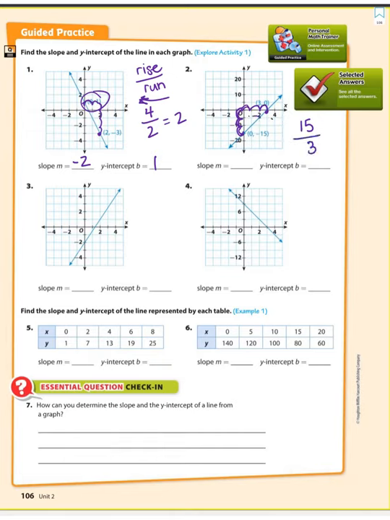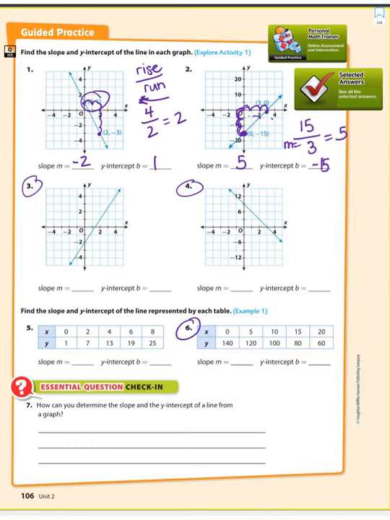Okay, so 15 over 3 is the same as saying 5. So our slope is 5. And then our y-intercept, that's where this crosses the y-axis, is (0, -15). And so the y-intercept is -15. I'm going to have you do 3 and 4 on your own. If you want to pause this and do those, you can. But I'm going to go on to number 5 and have you do 6 on your own.